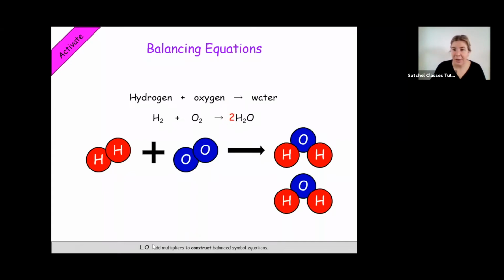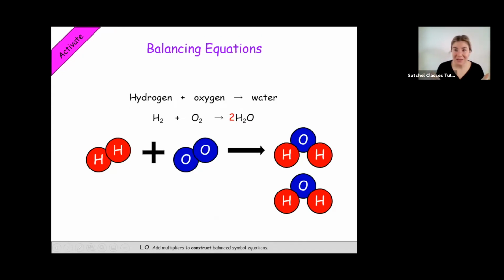Let's change the big number, okay? So I'm going to put a 2 in front of this water, which means I have 2 water molecules. I'm then going to check it's balanced. On the right-hand side of the arrow, I now have 2 oxygen atoms, and on the left-hand side of the arrow, I have 2 oxygen atoms. Yes, oxygen's balanced. However, look what we've done. On the right-hand side, I now have 4 atoms of hydrogen: 1, 2, 3, 4. On the left-hand side of my arrow, I've got 2.